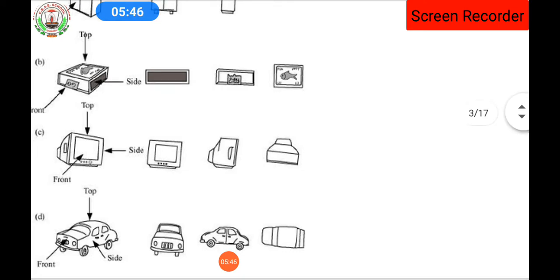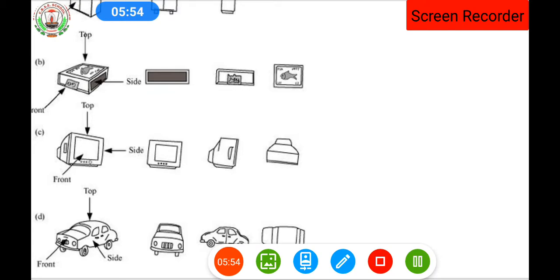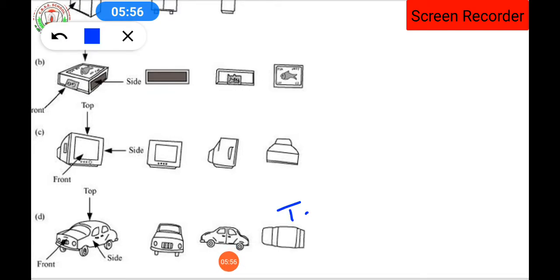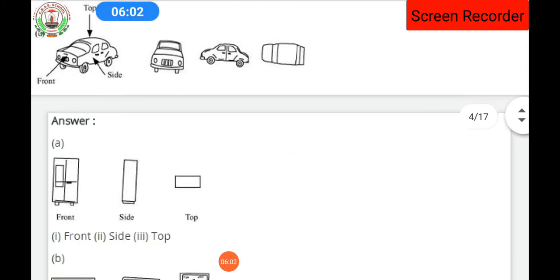मतलब आपको पिक्चर में टॉप व्यू, साइड व्यू और फ्रंट व्यू दिया हुआ है, उसको देख करके आपको साइड के जो 3 पिक्चर्स है उसमें मार्क करना है कि कौन सा व्यू होगा. सो ये कार का टॉप व्यू हो गया, ये साइड व्यू हो गया और ये फ्रंट व्यू हो गया. क्लियर टू एवरीवन? नाउ लेट्स सी द सॉल्यूशन.